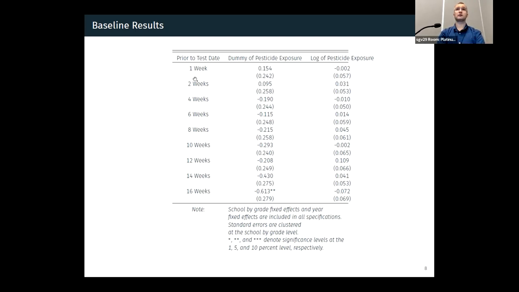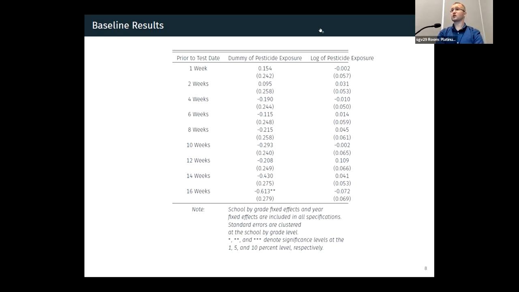So we compare two specifications here. One is a simple dummy specification following the approach by Larsen, the 95th percentile, and the other one is taking the log of pesticide exposure for the total amount of pesticides applied within a given school catchment zone.